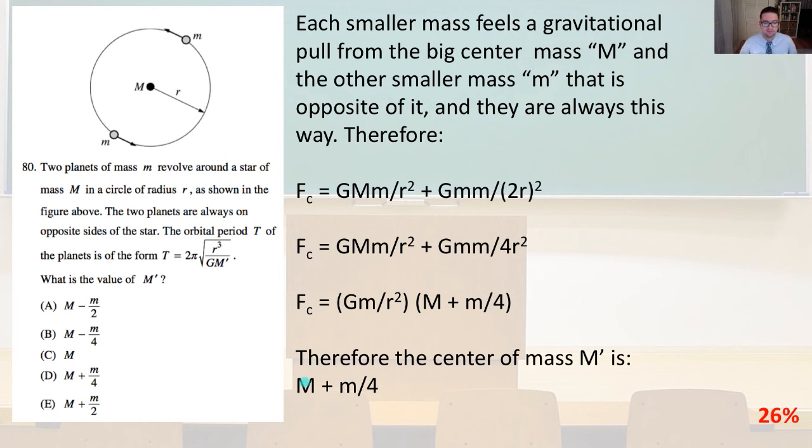So the force is going to equal G big M little m divided by r squared plus G little m times little m divided by 4r squared. So the force is going to equal G little m divided by r squared times the quantity big M plus little m divided by 4 when you do the algebra. Therefore M prime is big M plus little m divided by 4. And that is answer D.